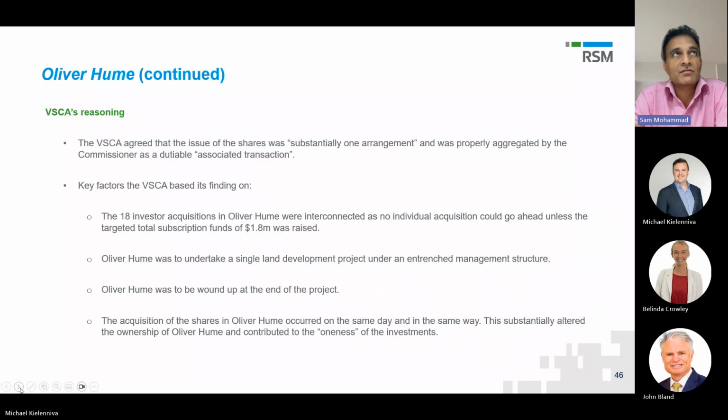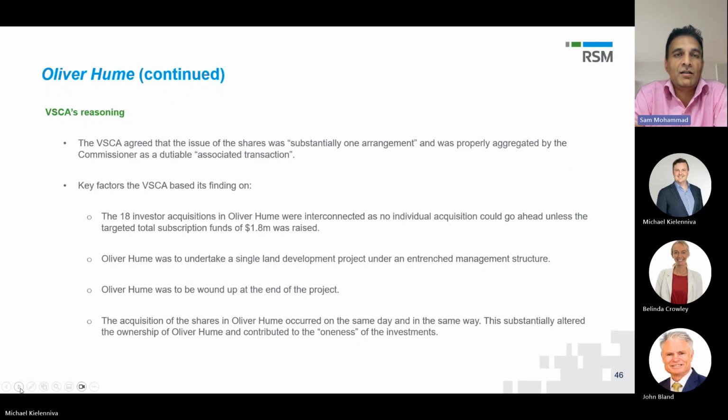Interestingly, New South Wales hasn't yet accepted the decision, so it's unclear whether it will be interpreted in New South Wales along similar lines. Queensland, I believe, informally has always sought to treat similar arrangements as being aggregated along the lines of Oliver Hume. So it'll be interesting to see how the revenue officers outside of Victoria implement this.